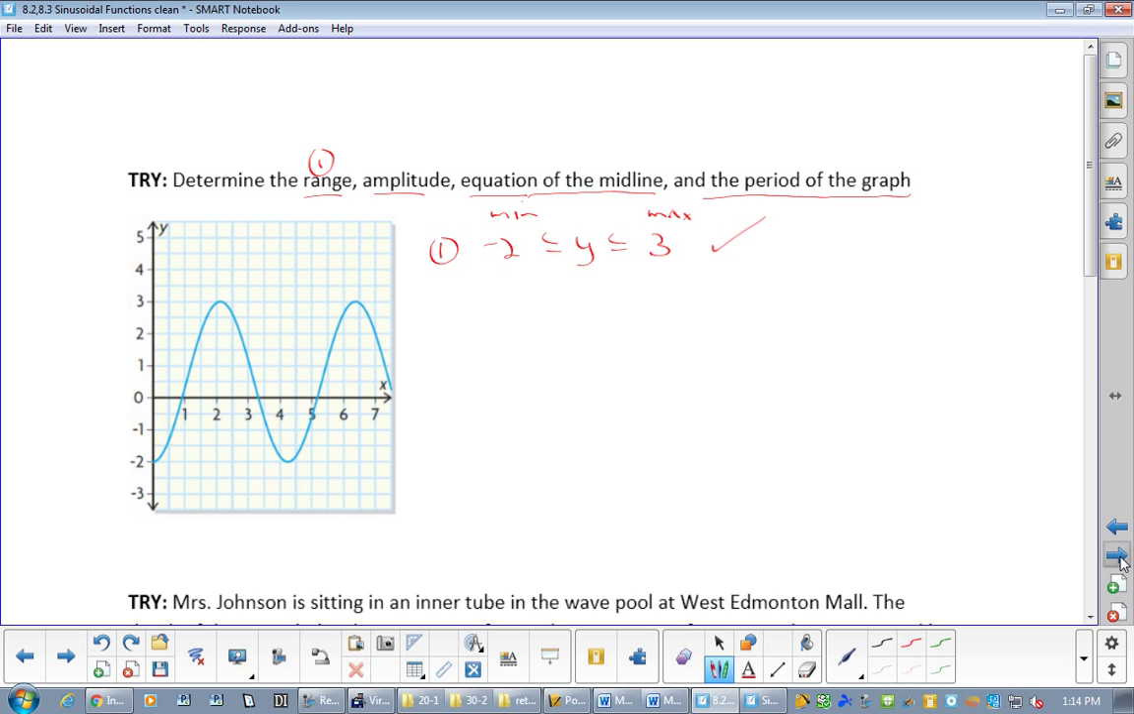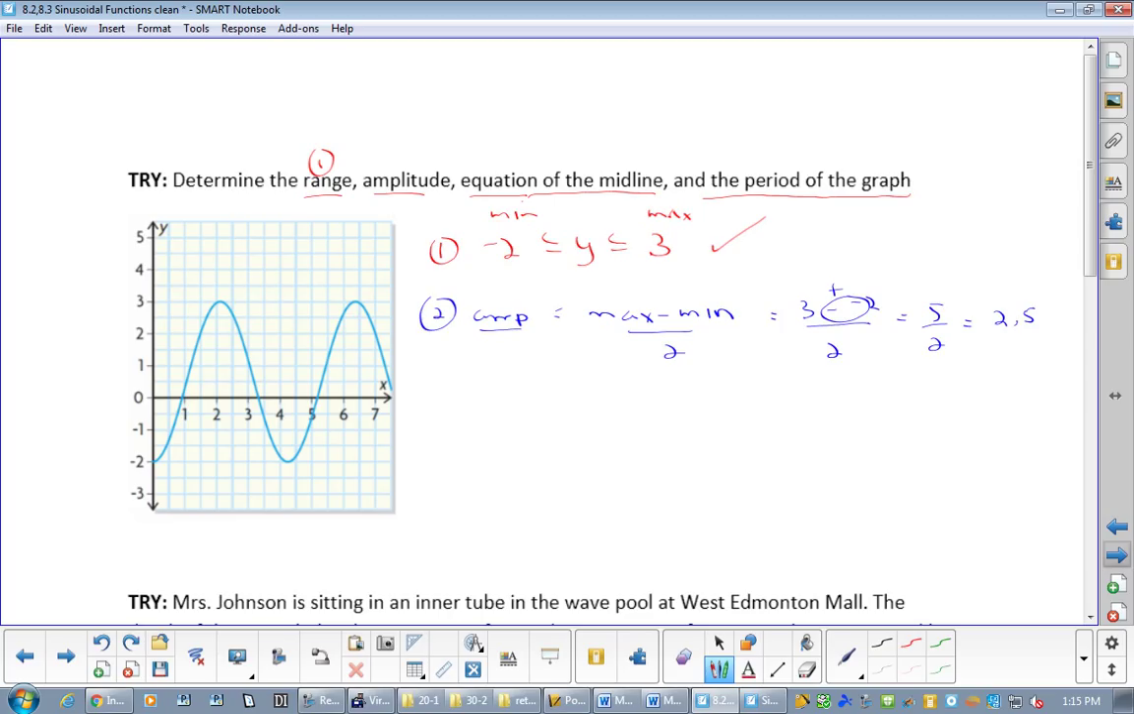Okay, the next thing is the amplitude. What's the formula for amplitude? Max minus min divided by 2. Max is 3 minus negative 2 all over 2. That's the same thing as 3 plus 2, because a negative times a negative is a positive. 3 plus 2 is 5. 5 over 2 is 2.5.